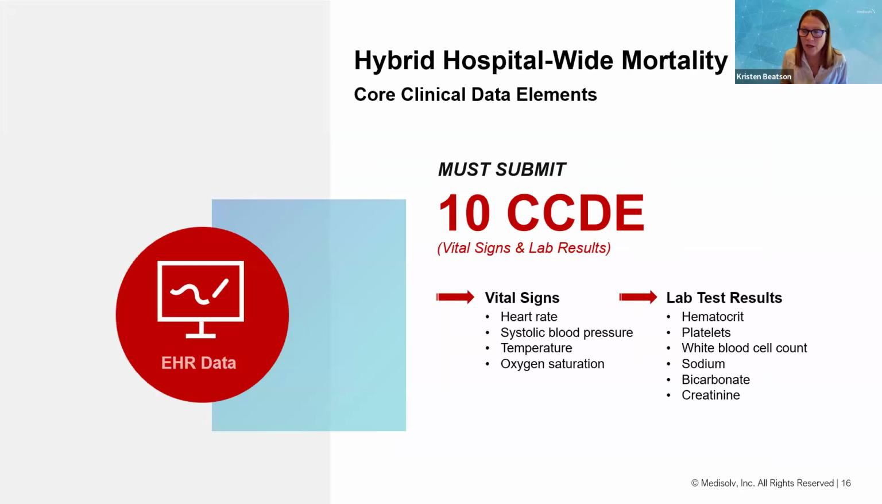The mortality measure is pretty much the same, just a couple slight differences. It has the CCDEs, but in this case, the mortality measure only has 10. So there are fewer CCDEs, fewer vital signs, fewer lab tests. But on the lab test side, platelets was added. So you do want to make sure you have your platelets set up for the mortality measure, that you have all of the mapping in place for that, and that the data is being captured correctly. Next slide.